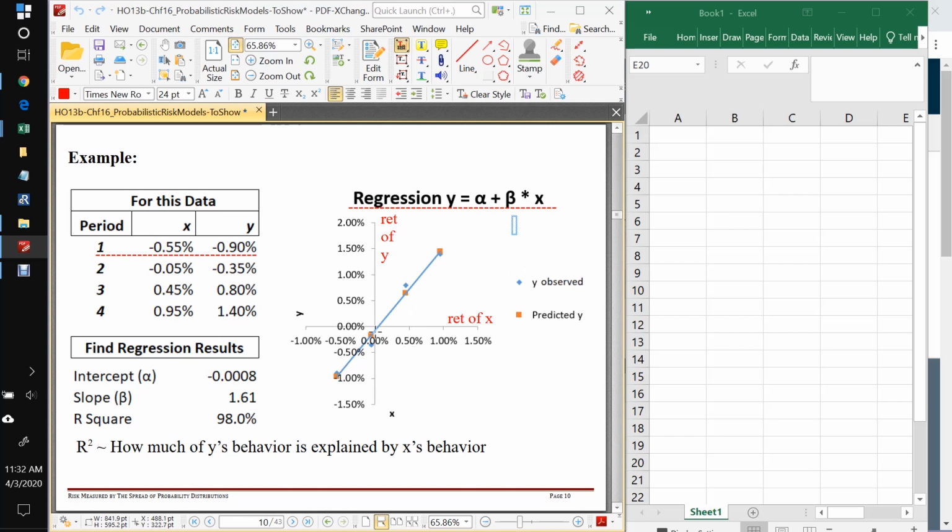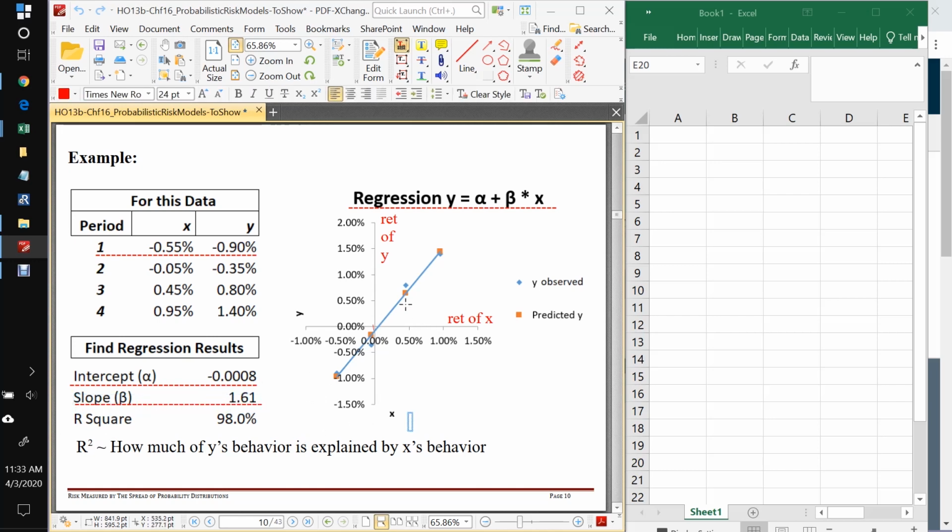And then the regression gave me the line that goes through the orange squares. That's the line that best fits the data that I have. And so what it gave me was alpha was a very small negative number, and that's the intercept of the line. That's this little bit of line right here. It answers the question, when the returns of x are 0, what do we think the returns of y will be? And it's saying to us, when the return of x is 0, the return of y will be very, very small, negative.